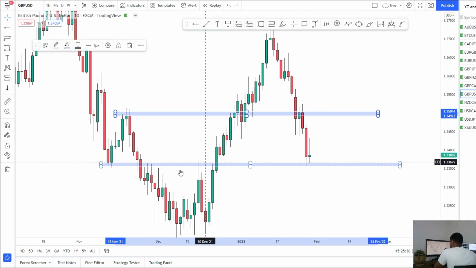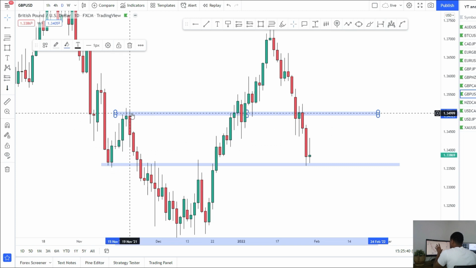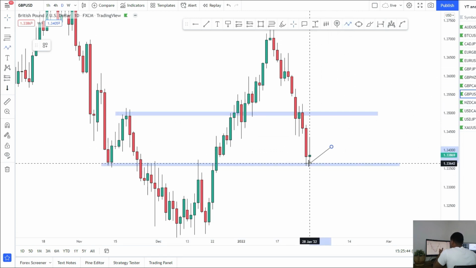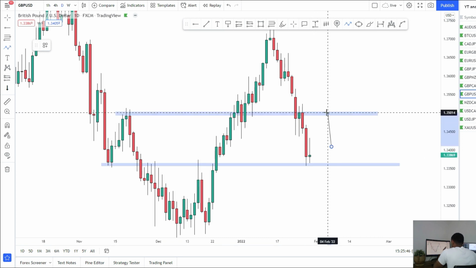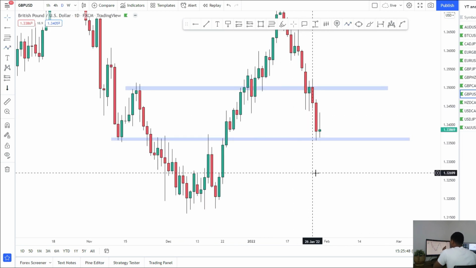where price last time it held it as support. You can see over here on the 11th of November when we held this as support, we did see that move back up. So we'll be looking for the same move, obviously, if we do respect this, back up to 1.35. So that's the plan for pound USD.